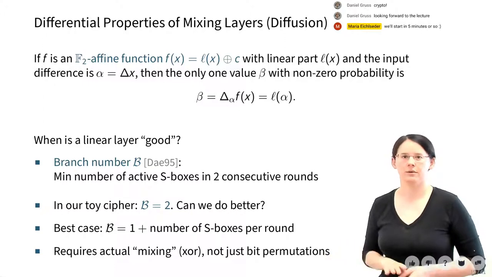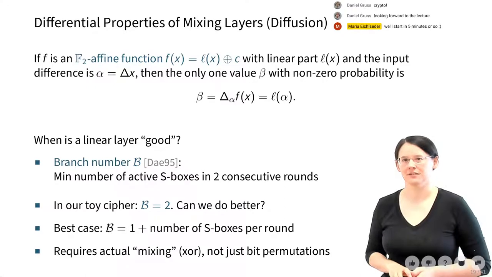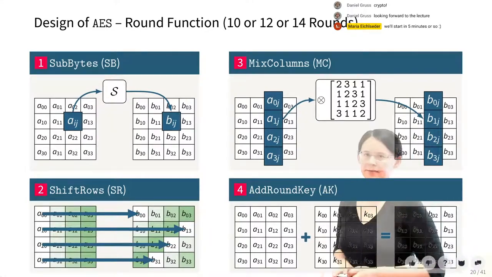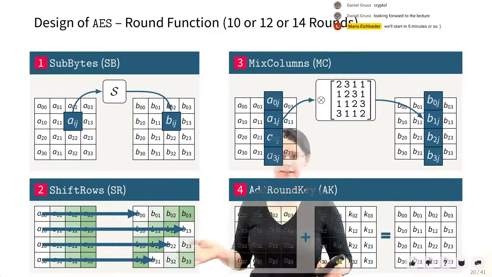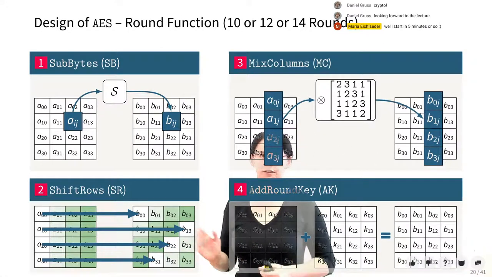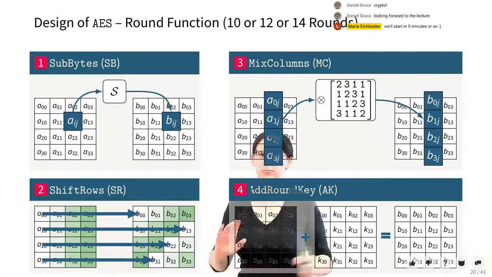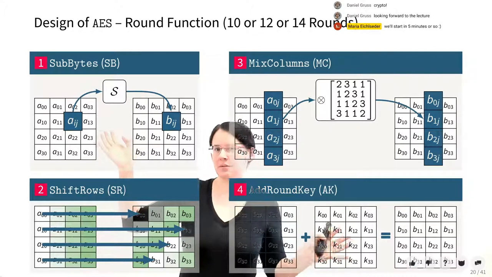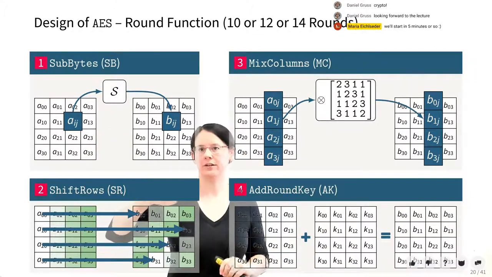So let's have a look at one very well-known design which does have such proper mixing functions. And this design is the AES. I guess most of you already know this one, so let's just have a very brief comparison of what's different in the AES compared to the cipher we just saw. The first and last step of the AES are exactly the same as we have here.